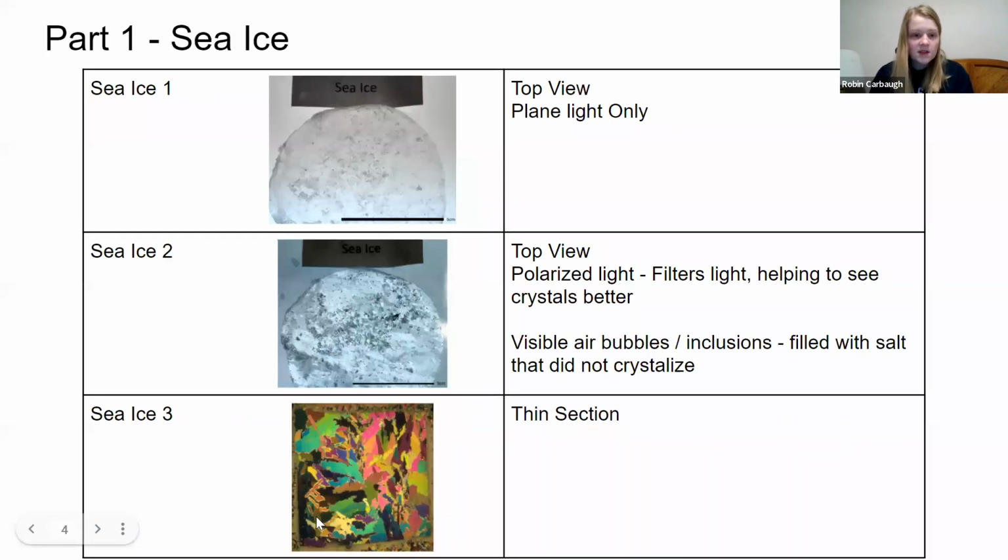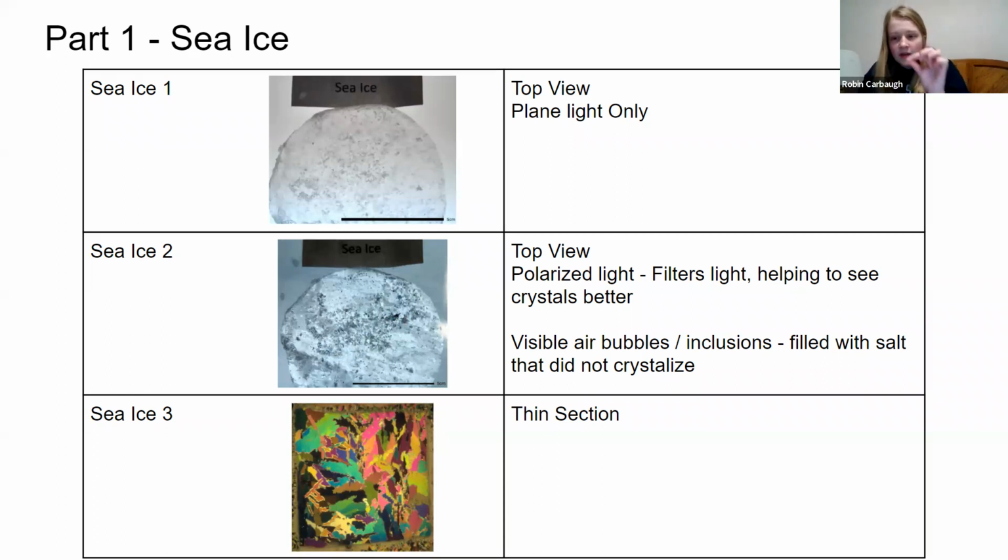And then the next part looks at sea ice, same thing. These first 2 pictures are just a top view of it. The first one under plain light, and then sea ice 2 is a polarized light. And we can see all these little crystals in here. We can actually see some differences there. And we can also see visible air bubbles and inclusions, which kind of form when salt filled in, and this wouldn't have crystallized. So that's the big difference between lake ice and sea ice, which is salt content, of course.